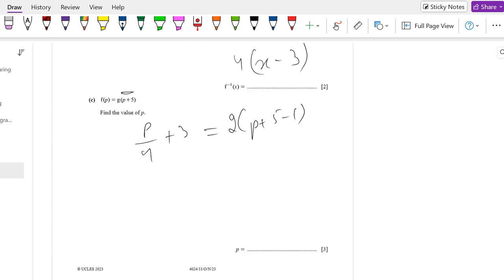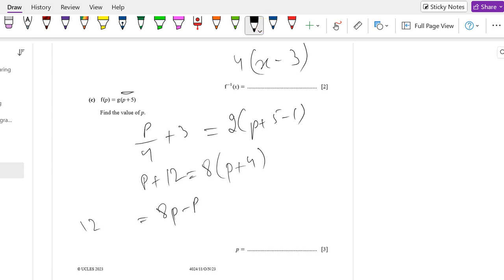You can simplify it. P plus, I'm multiplying everything with 4 to get rid of the fraction thing. So 8p minus p, 12 minus 32, minus 20, over 7.